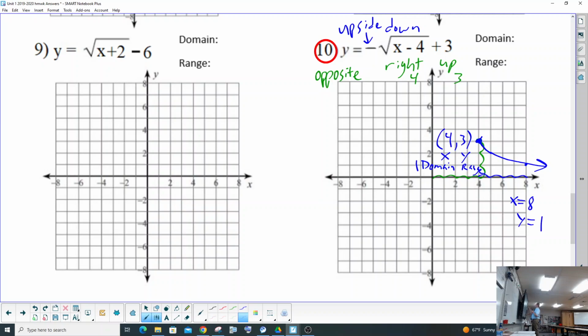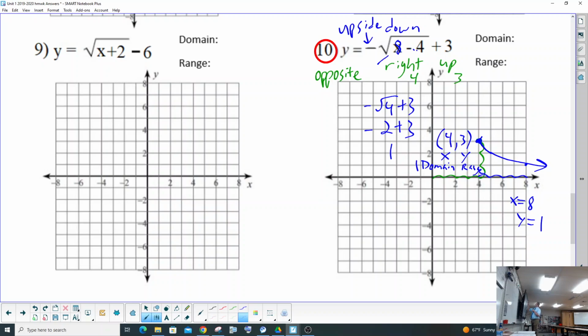So you plug it in. If we put an 8 here, 8 minus 4 is 4. The square root of 4 is 2. But it's going to be a -2 because the negative's on the outside. And then plus 3, and 3 minus 2 is 1. It works. We're over 8.